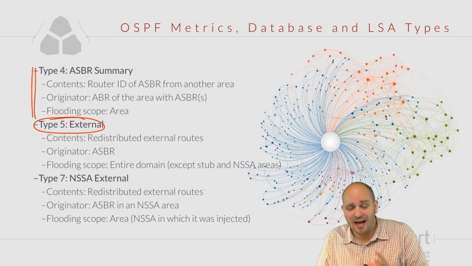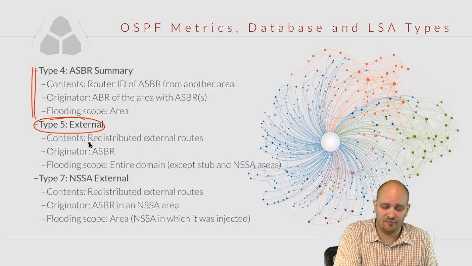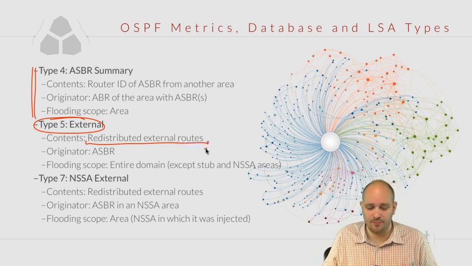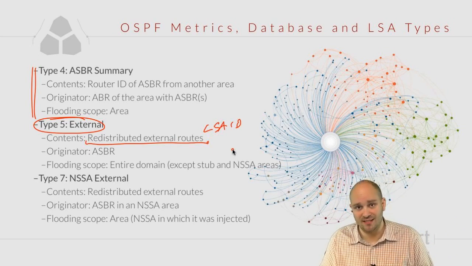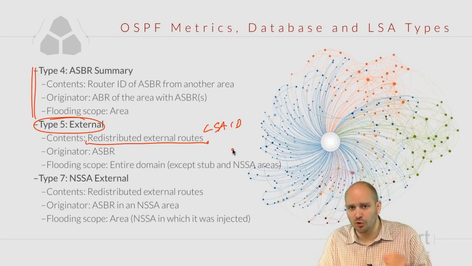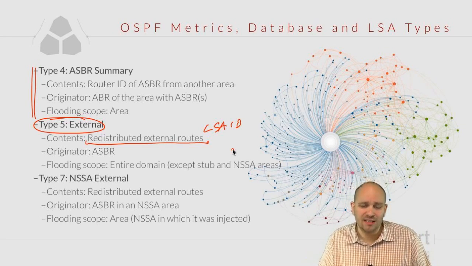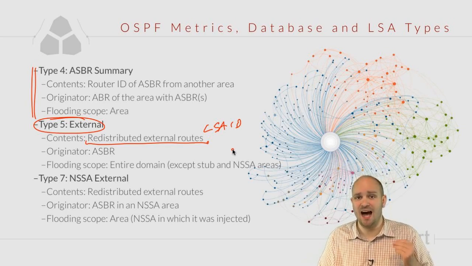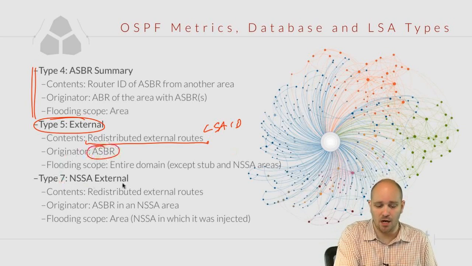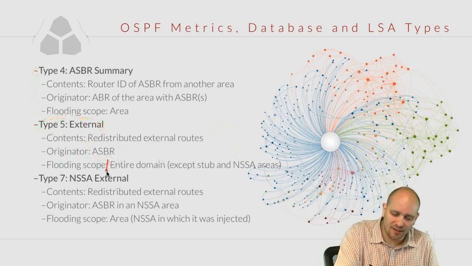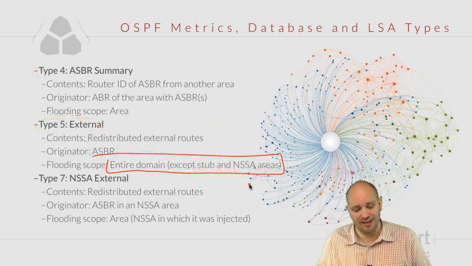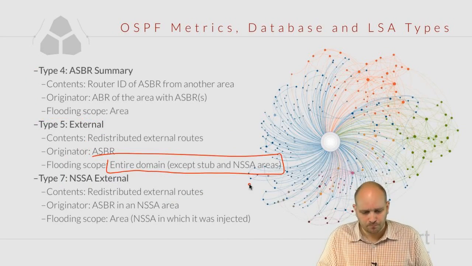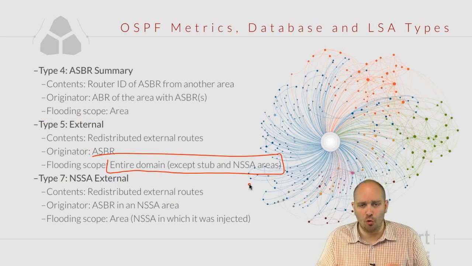Now, these type 5 LSAs will have the information about the redistributed external routes, and the LSA identifier for a type 5 LSA will be the actual network that is being redistributed. But we are also going to have the information about the originator, the advertising router, which will be the ASBR in our case. If we take a look at this, the entire domain except the stub and NSSA areas is where these LSAs are going to go out.